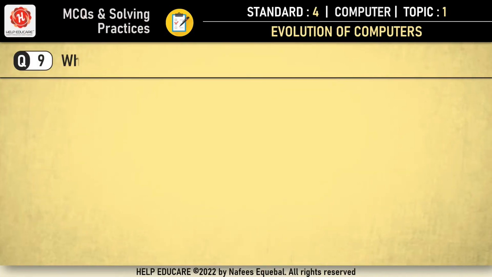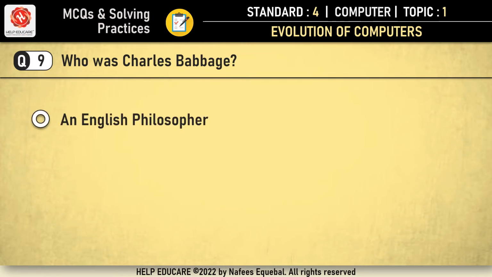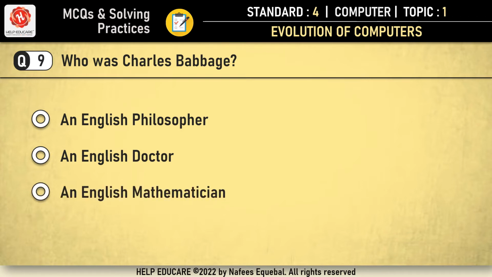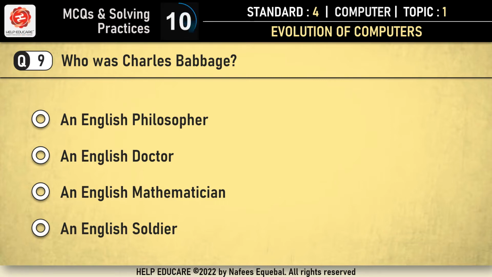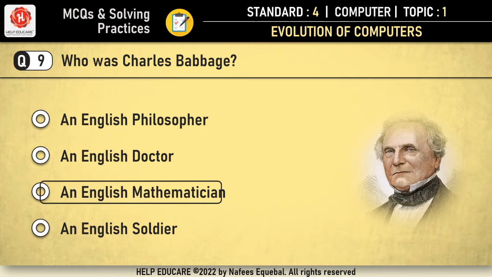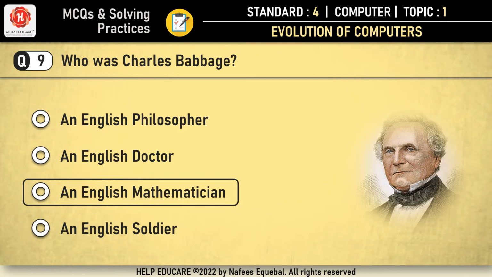Question number 9. Who was Charles Babbage? First option, an English philosopher. Second option, an English doctor. Third option, an English mathematician. Fourth option, an English soldier. Answer will be displayed in 10 seconds. Correct answer is an English mathematician.